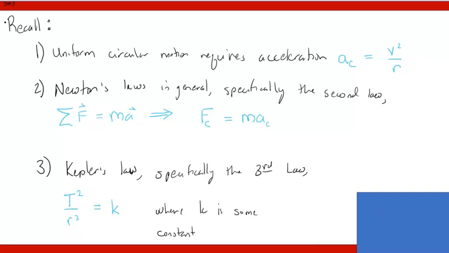So these three things can be put together to essentially arrive at Newton's law of universal gravitation, or most of it.